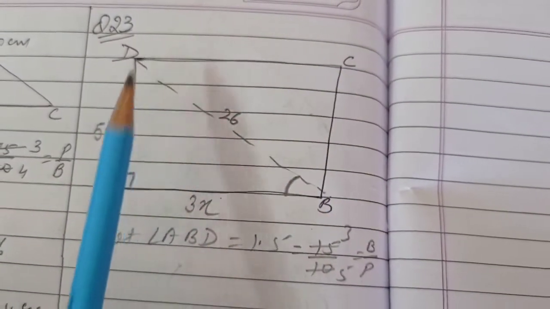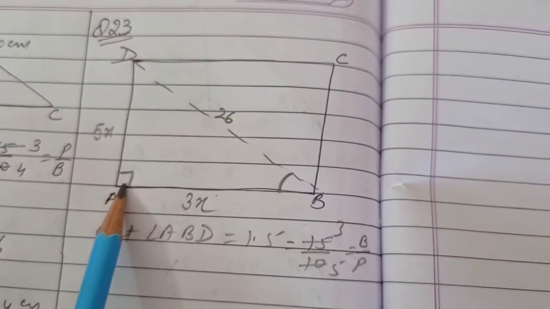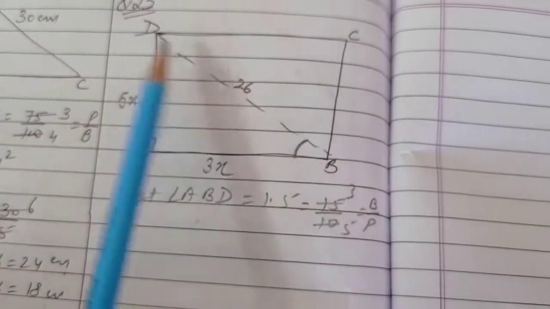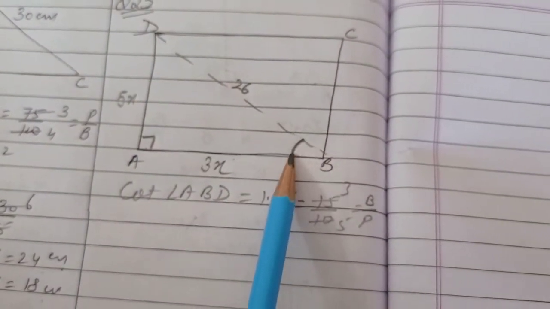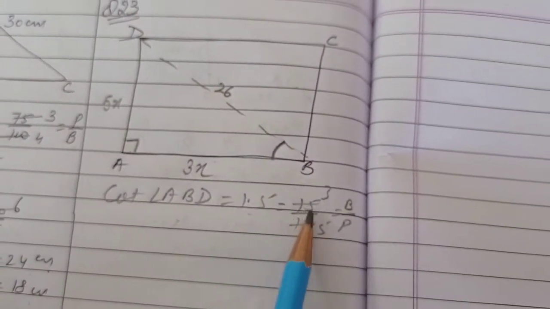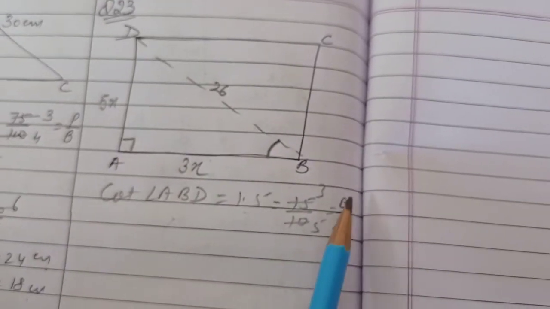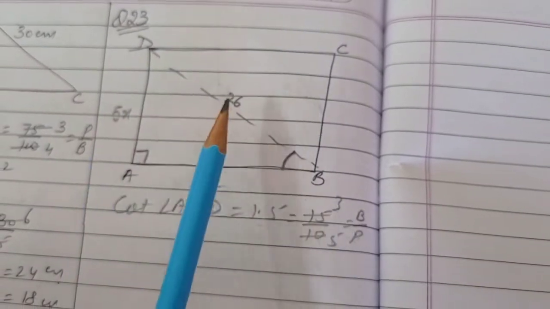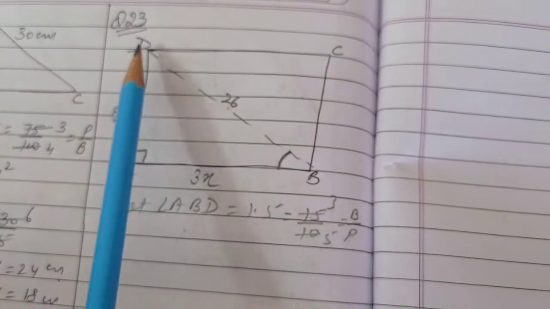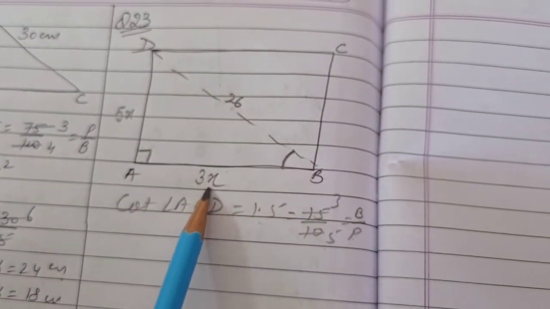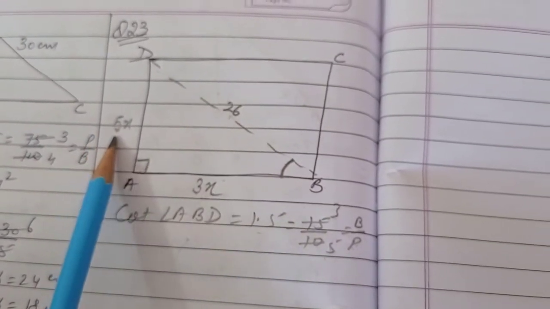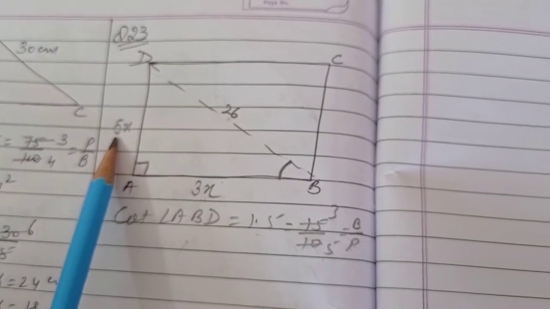ABCD is a rectangle and you know that in a rectangle each vertex angle is 90 degrees. Here you are given cot ABD. That means this angle is given to you, that is 1.5. Remove decimal, 1.5 is 15/10. Base over perpendicular. Base is 3x, perpendicular is 5x. This side is given 26. Using Pythagoras, find x. Once you find x, find both the sides. This is length and this is what? Width. And then after you are asked to find area.